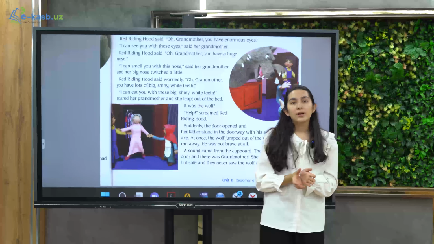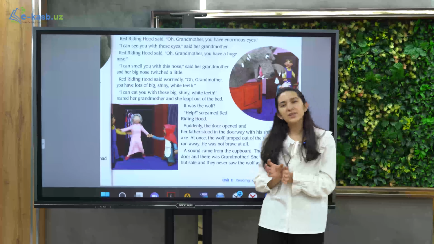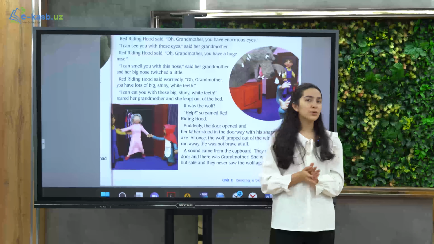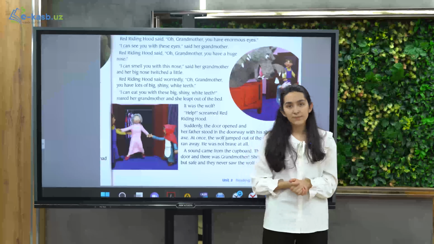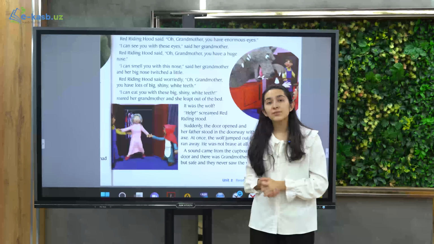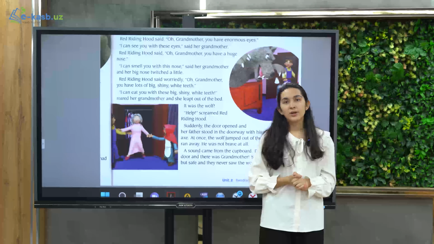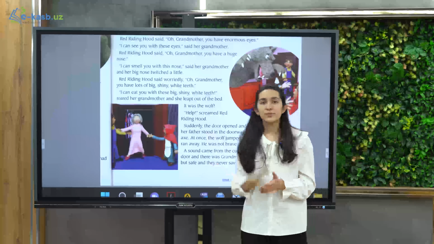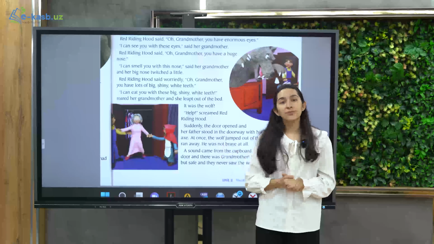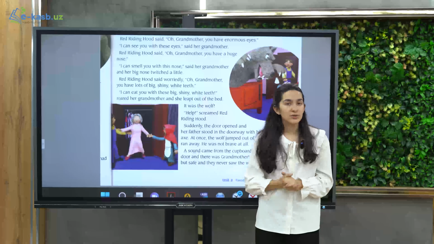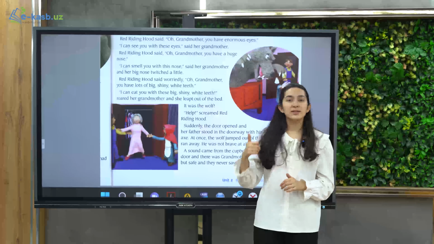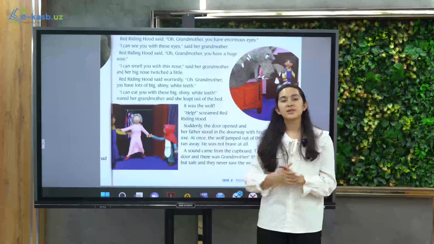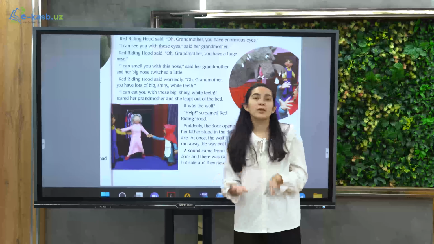On her way, she suddenly saw a wolf. But she thought that this wolf was a very kind person because he spoke with her very politely. And Red Riding Hood also spoke with him politely. Both of them became kind of friends. The wolf asked Red Riding Hood, "Where are you going?" And Red Riding Hood explained everything, where she was going, why she was going, and every single detail she gave to this wolf. And the wolf took advantage of her words, and he suddenly disappeared.